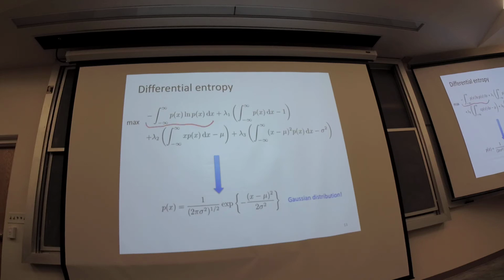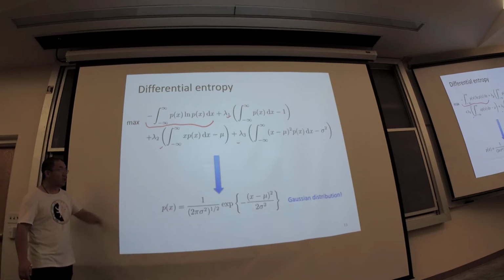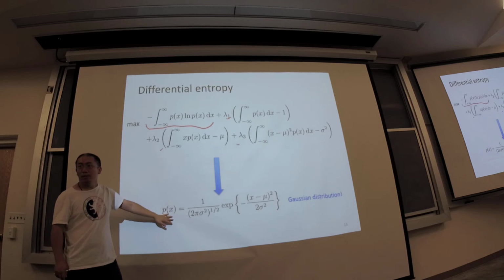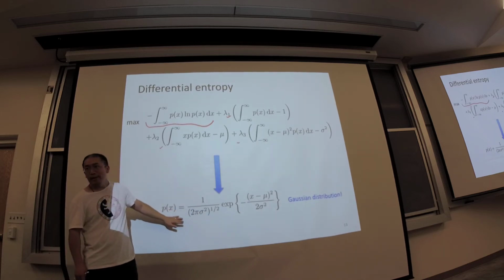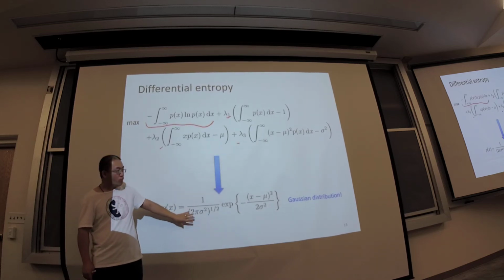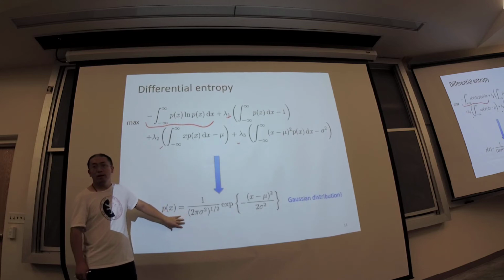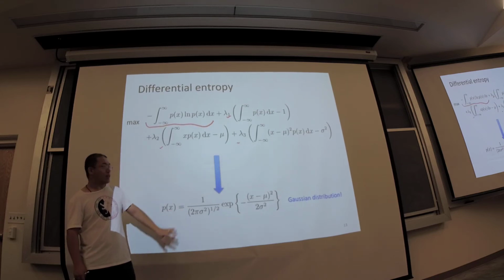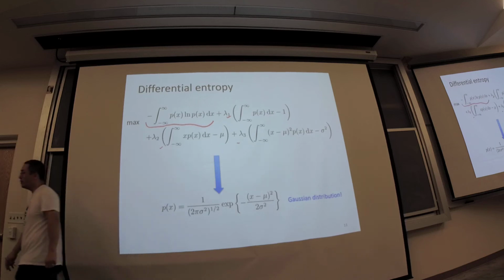So this is the differential entropy. And lambda 1, lambda 2, lambda 3, the three terms represent the three constraints we just mentioned. If you solve this, you'll find that only when you have a Gaussian distribution does your differential entropy reach its maximum. That's an interesting question. I'll leave it as an exercise for you.